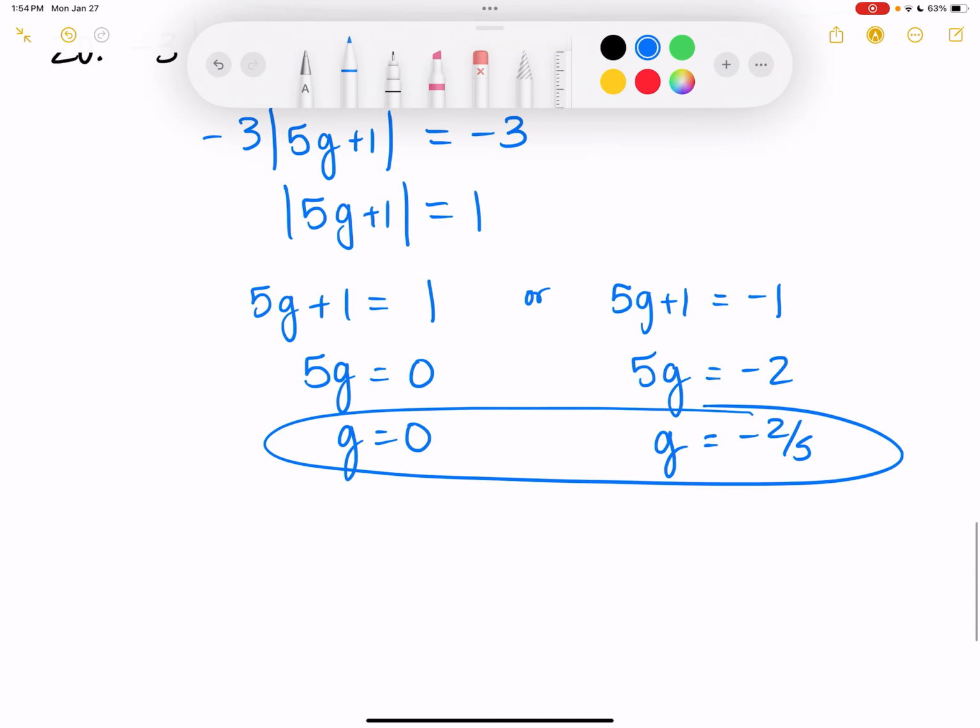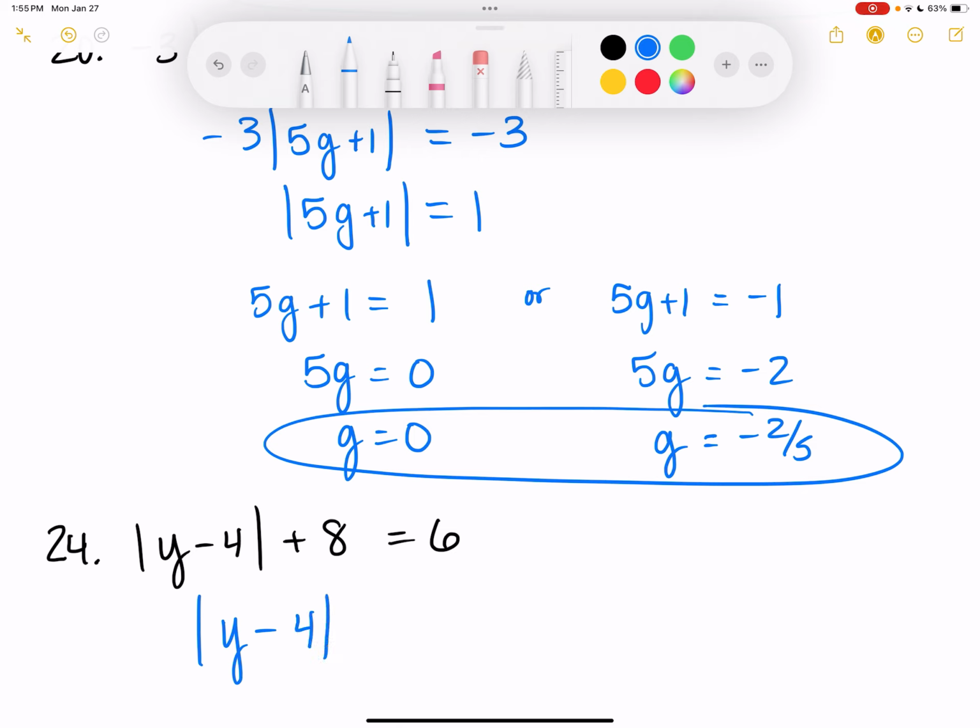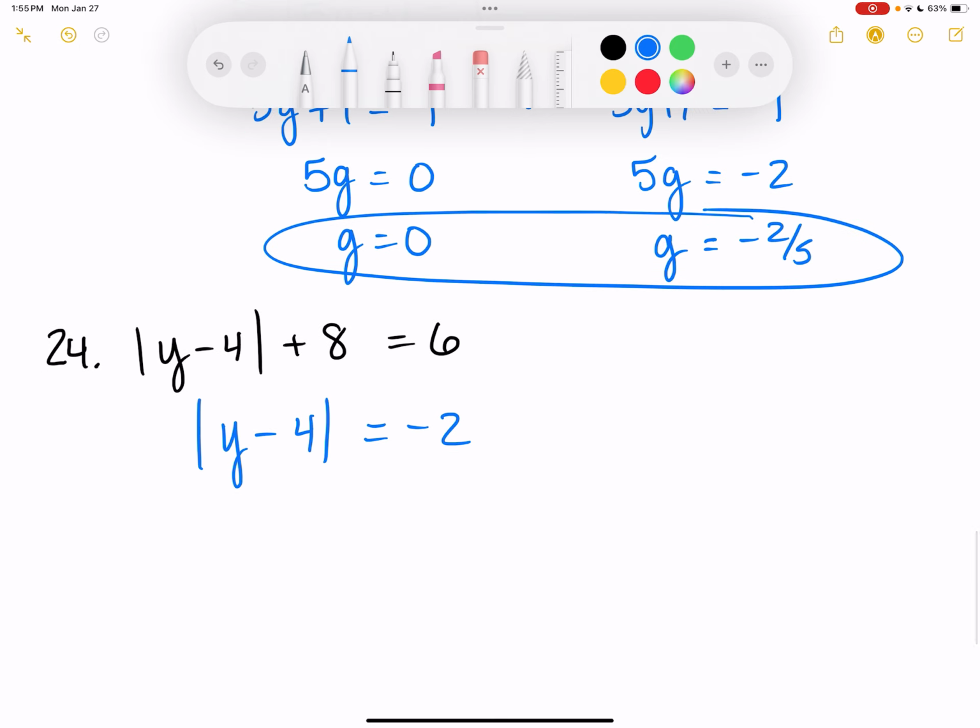So 24, I've got the absolute value of y minus 4, and then outside of that, plus 8 equals 6. At first glance, I see that 6 is positive, so it seems like I'm good to go. But I've got something over here with the absolute value, so what do I need to do first? Subtract 8. Subtract 8, and what happens when I do that? No solution. So the absolute value of y minus 4 equals negative 2. This is a problem, so this is no solution. This can't be negative.